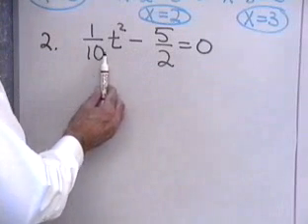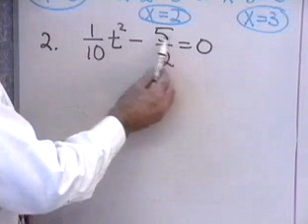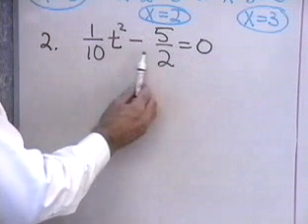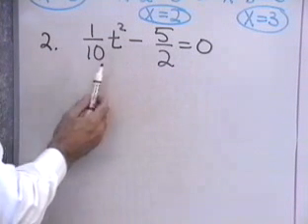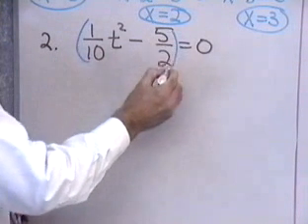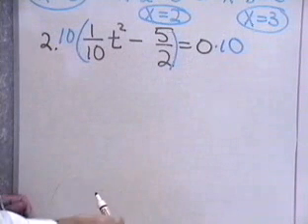Problem 2, I have 1/10 t squared minus 5 halves is equal to 0. Well, I'm not sure how to factor this, and these fractions make it a little confusing. So what I'm going to do is multiply both sides of this by 10 to remove the fractions. So I'll multiply both sides by 10.